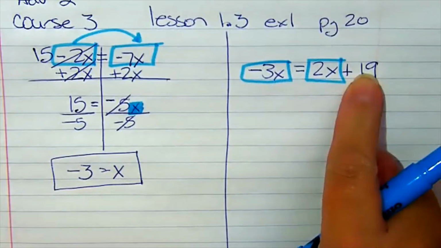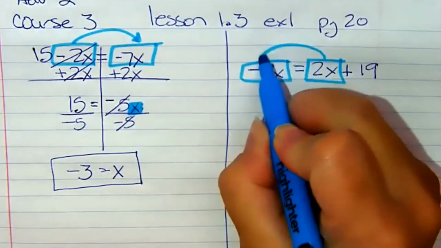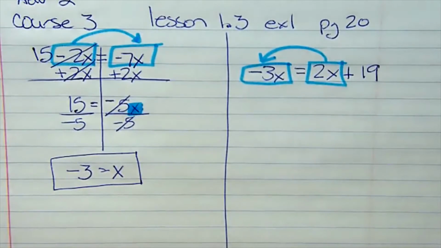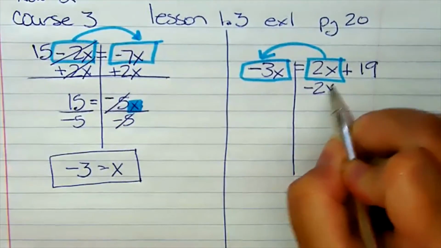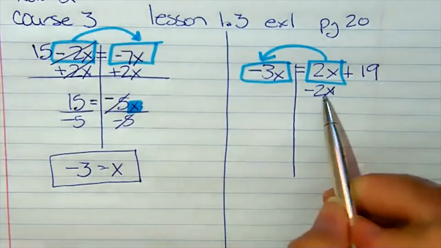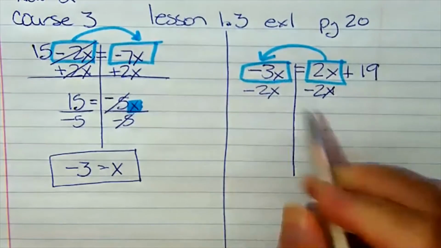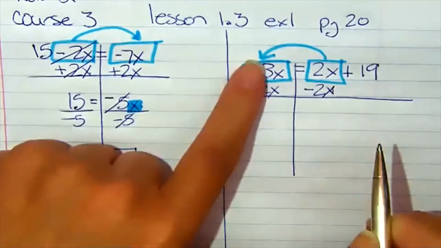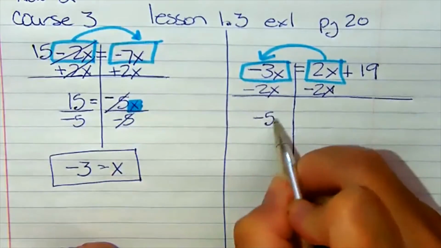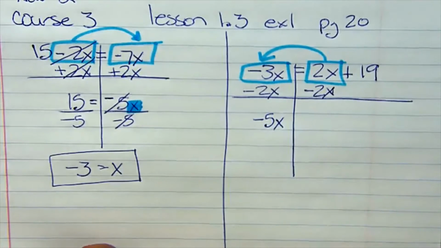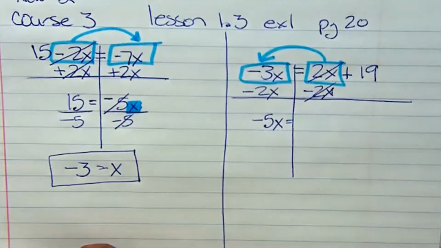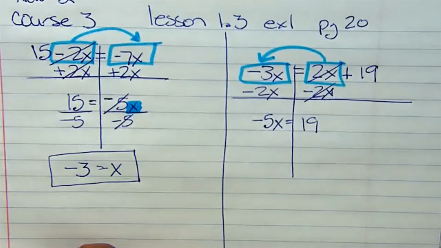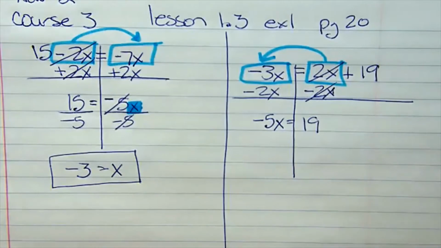And since my constant is on the right, I think it would be easiest to move my variable to the left. So to get rid of or undo this positive 2x, I'm going to subtract 2x. And what I do to one side, I must do to the other. So negative 3x and negative 2x is negative 5x equals, these guys cancel, 19.